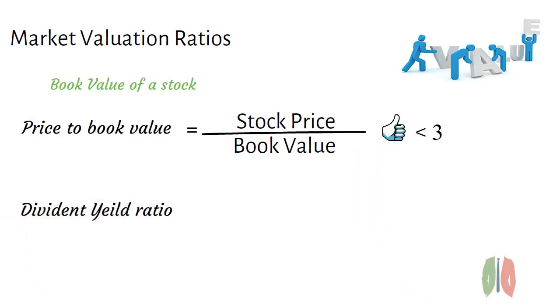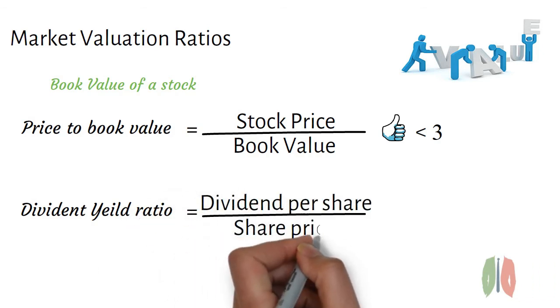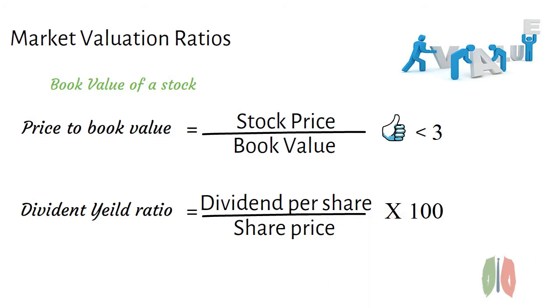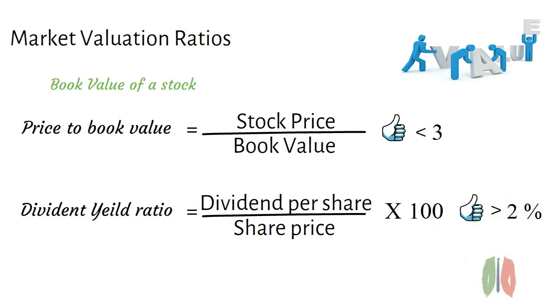The next one, dividend yield ratio, which is dividend per share to the share price. This ratio tells us what percentage of the dividend is with respect to the share price. A good dividend yield ratio is greater than 2.